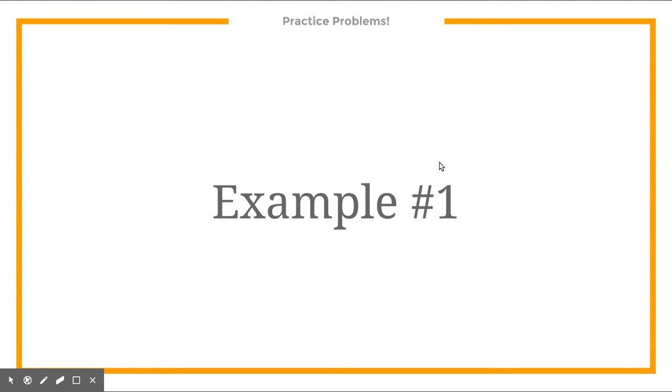Now there is just one practice problem on your foldable, so take a second and try that problem.